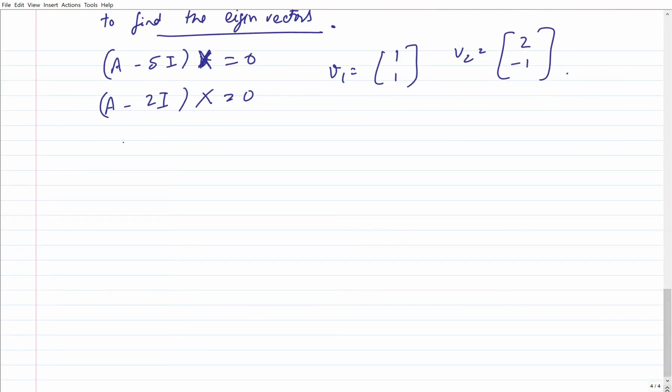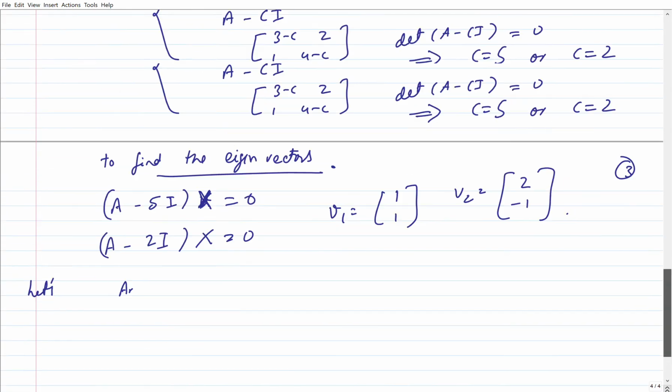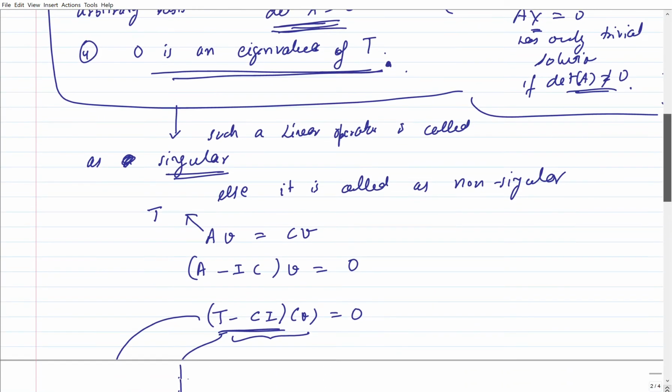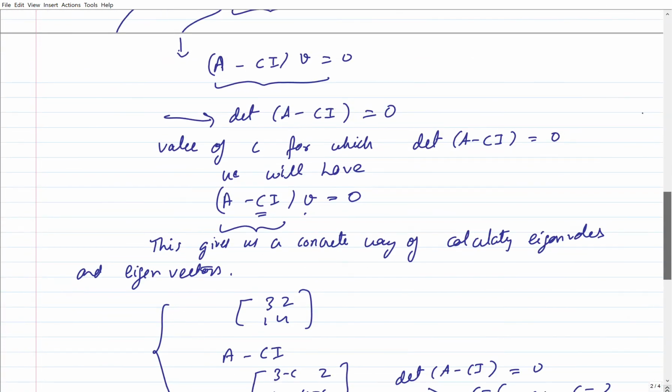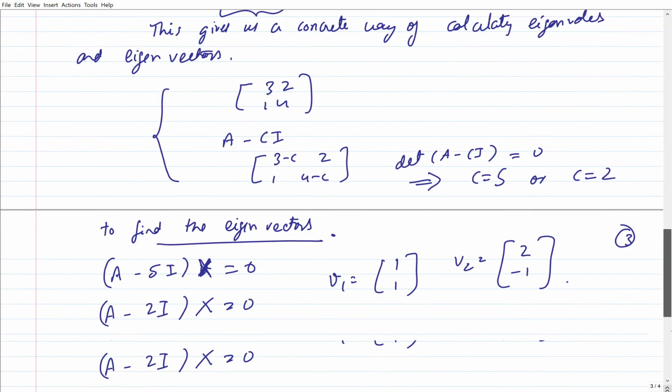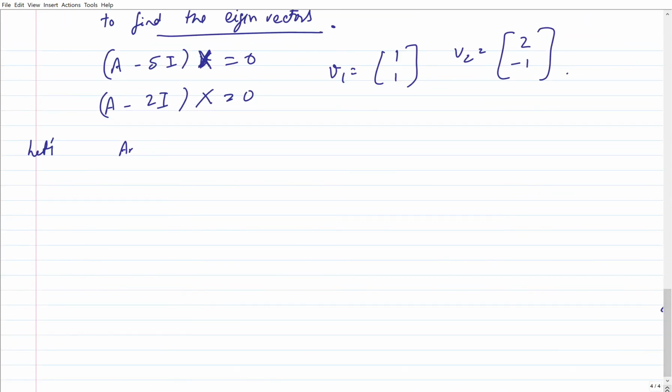So we can consider an arbitrary matrix. So let's consider an arbitrary matrix. I'm sure most of this you guys already know. So this is page 1, 2, 3, 4. Let's consider an arbitrary matrix.